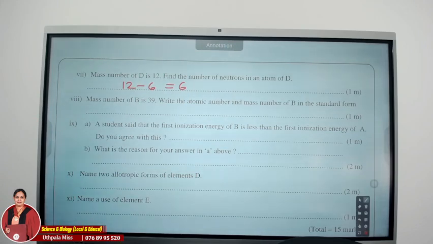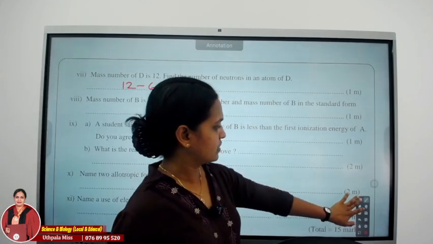Mass number of B is 39. Write the atomic number and the mass number of B in the standard form. So what is B?